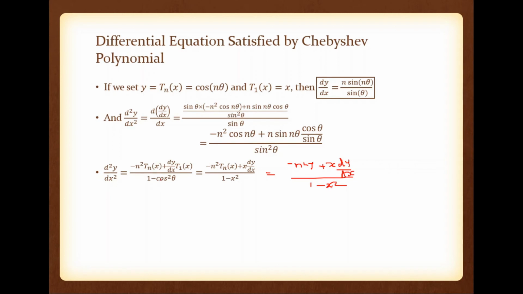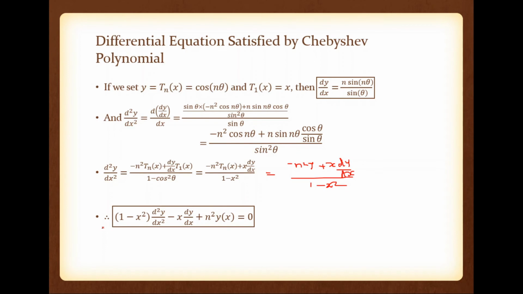So now you can see that this equation has only d square y by dx square, dy by dx, y and x. Rearranging this equation: first multiply the entire equation by 1 minus x square. So it becomes 1 minus x square into d square y by dx square equal to this numerator. Now bringing this numerator to the left hand side, we have equal to 0.